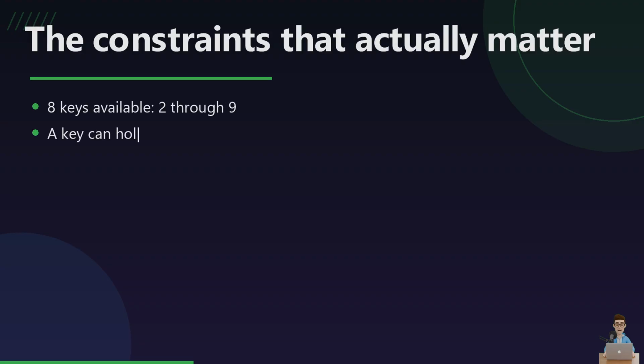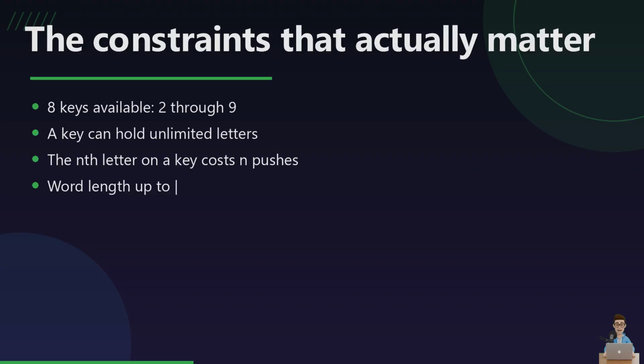Let's pin down the rules of this puzzle so we know exactly what we're working with. There are 8 usable keys, the number keys 2 through 9 on a phone. Each key can hold as many letters as we want. There's no limit per key. If a letter is the nth letter placed on a key, typing it costs n presses, so the first letter on a key costs 1 press, the second costs 2 presses, and so on. The word we're given can be as long as 100,000 characters. One more thing worth remembering, English only has 26 letters.